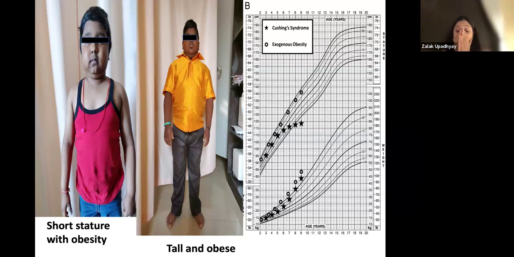So that is nutritional cause. Okay. Did you get it? Yes, ma'am.